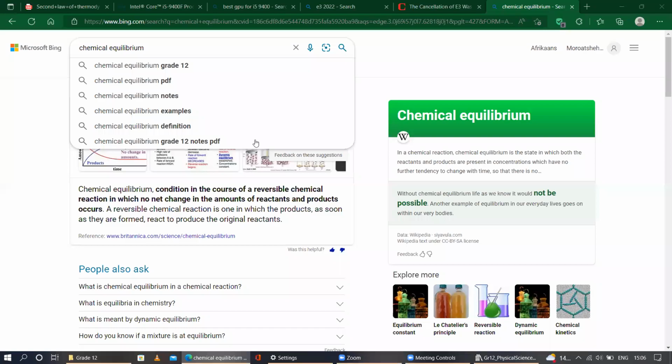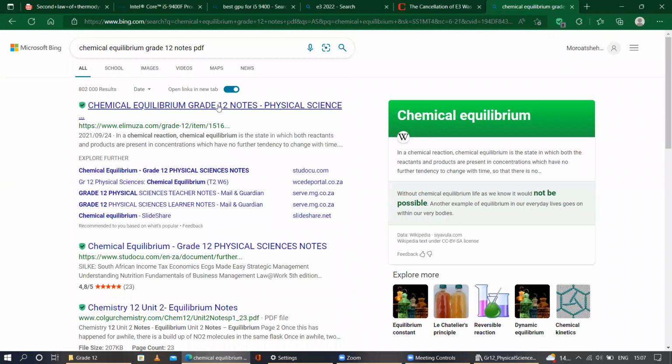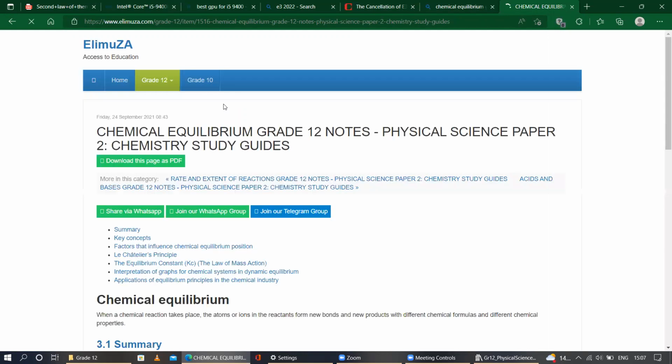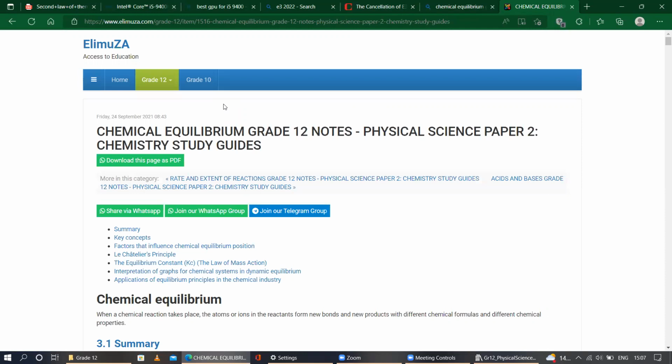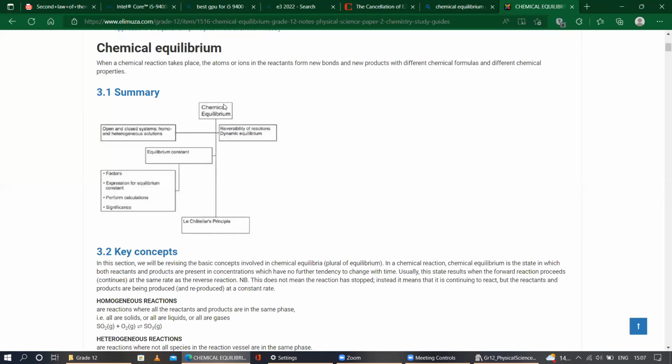Is it when the products can convert back to reactants? Yeah, that's it. And do you know the factors that affect the chemical equilibrium? I think it's the concentration. Concentration, yes, that's one of them. Temperature. Yeah, the temperature as well, and pressure. Yeah, and pressure.